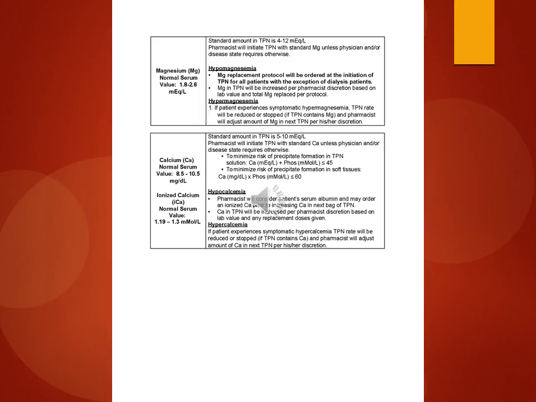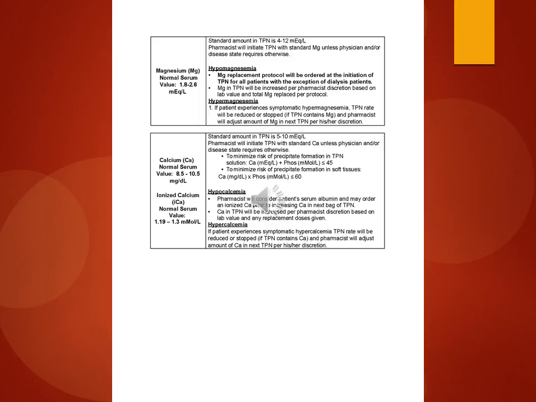Pharmacist will initiate TPN with standard Ca unless physician and/or disease state requires otherwise. To minimize risk of precipitate formation in TPN solution, Ca mg per liter plus PO4 mmol per liter should be under 45. To minimize risk of precipitate formation in soft tissues, Ca mg/dL times PO4 mmol per liter should be under 60. Hypocalcemia: pharmacist will consider patient's serum albumin and may order an ionized Ca prior to increasing Ca in next bag of TPN. Ca in TPN will be increased per pharmacist discretion based on lab value and any replacement doses given.